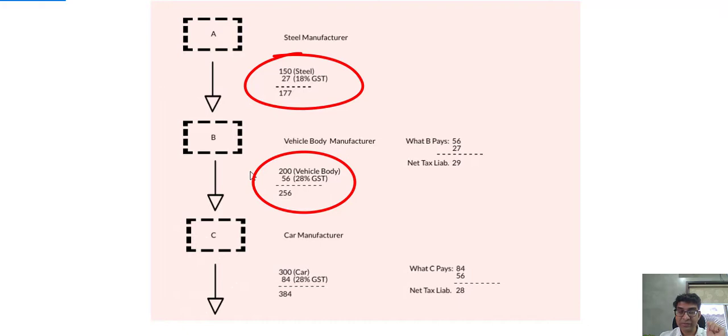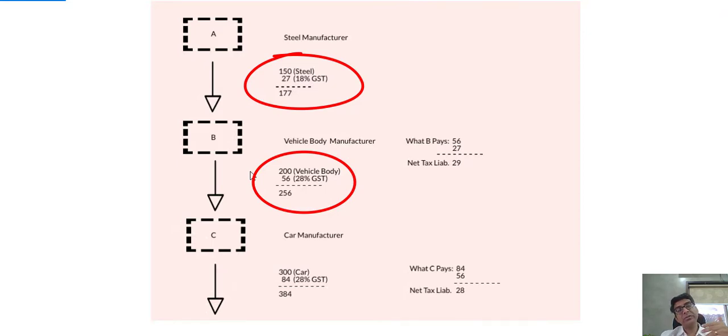Now here, if we just look at B, B has paid 150 rupees plus 27 rupees as tax for his inputs. Now he turns around and wants to sell his output, that is the vehicle body, for 200 rupees with a tax of 56 rupees. When B sells it to C, or to Hyundai, he collects 256 rupees. Now the interesting question is, when B collects 56 rupees as tax from C as GST, does B have to deposit the entire 56 rupees with the government?